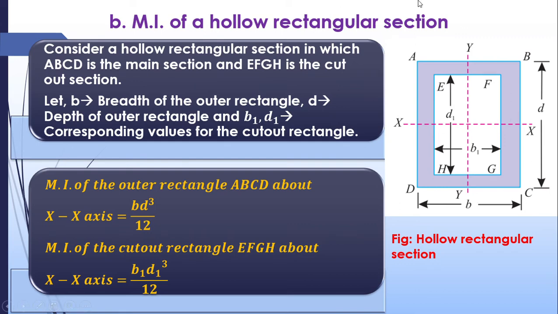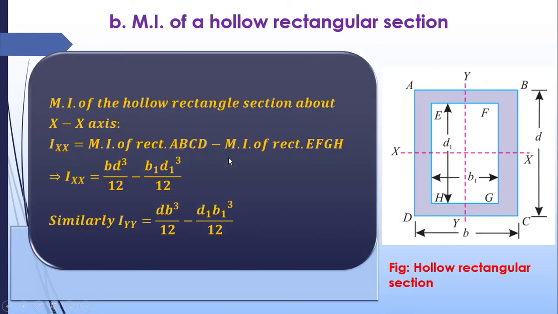Okay. So for the larger rectangle it is b d cube by 12 about the x-x axis. For the smaller rectangle it is b1 d1 cube divided by 12, because its breadth is b1 and its depth is d1. Now for the hollow section, what will be the moment of inertia?